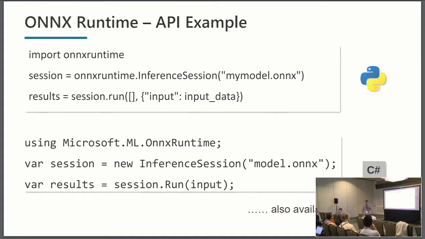As I said, we support several APIs: Python, C#, and also C and C++. Here's an example for ONNX Runtime. The API is very simple. First, you just need to create an inference session to initialize the model, and then just run for the inference.